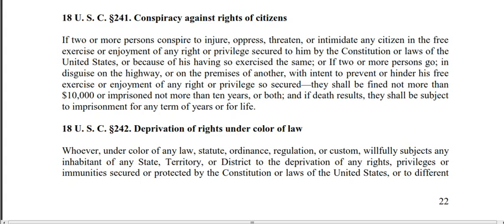the premises of another with intent to prevent or hinder his free exercise or enjoyment of any right or privilege so secured, they shall be fined not more than $10,000 or imprisoned not more than 10 years or both. And if death results, they shall be subject to imprisonment for any term of years or for life.